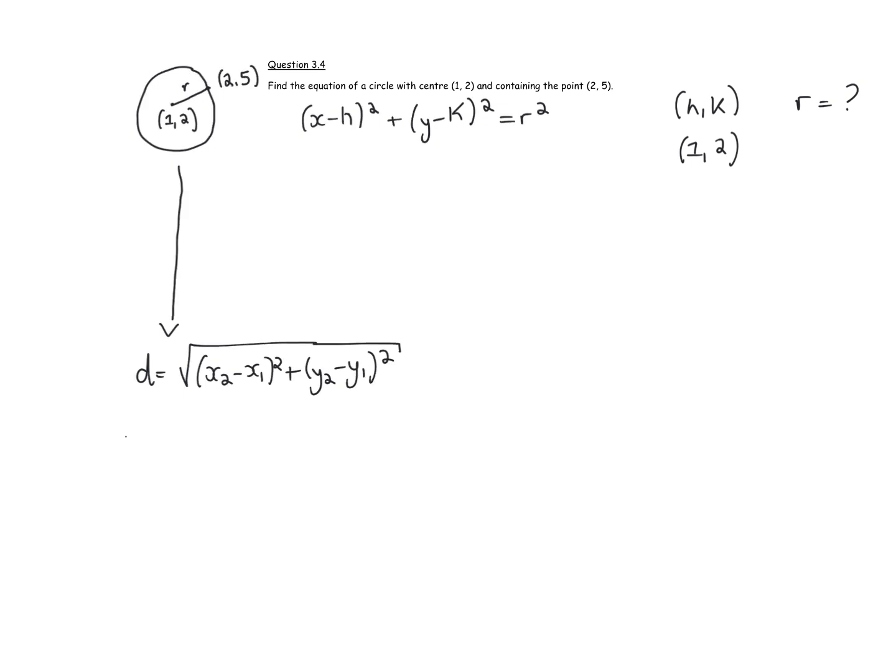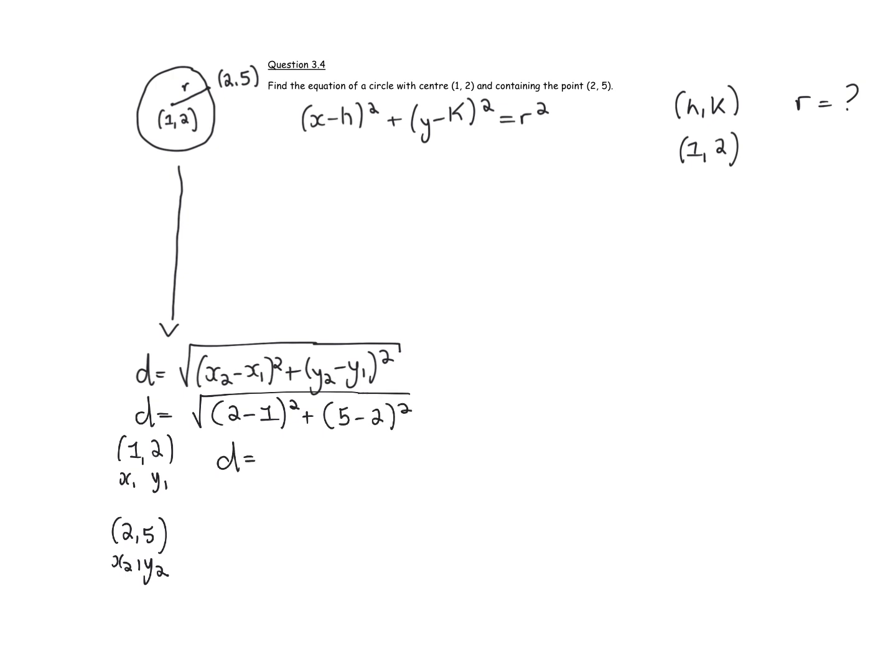Here we have the point (1, 2), which can be x1 and y1, and we have the point (2, 5), and that can be x2, y2. Filling that into the formula, we get that the distance is the square root of x2, which is 2, minus x1, which is 1, squared, plus y2, which is 5, minus y1, which is 2, squared. That then will give us the square root of 2 minus 1 squared, which gives us 1, plus 5 minus 2 squared, which gives us 9. The distance then between those 2 points is the square root of 10.